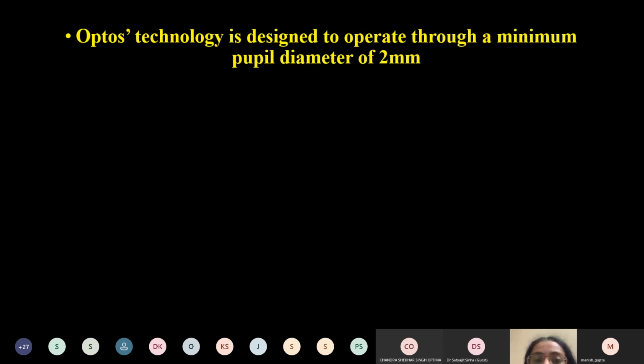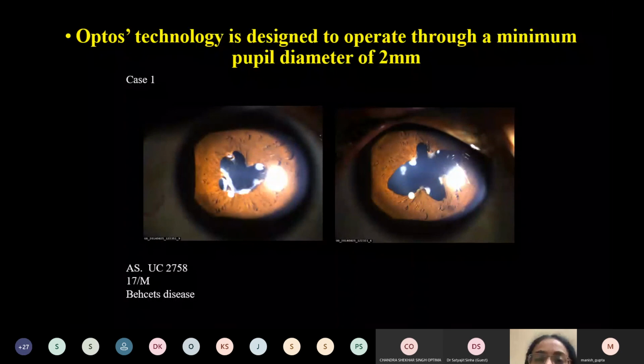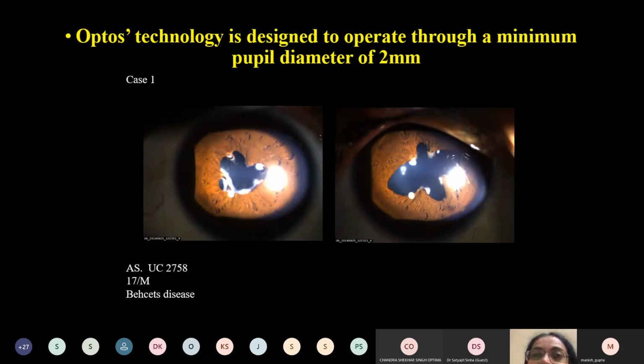So this Optos technology is designed to operate through a minimum pupil diameter of 2 millimeters. Unlike the convention, a lot of people think that Optos is meant only for dilated pupils. It's not so. In uveitis, you deal a lot of times with small pupils because of synechiae. You're not able to see the fundus. So Optos helps you a lot. I would say don't go for conventional photography. Straight away take the patient for Optos if you have the facility.